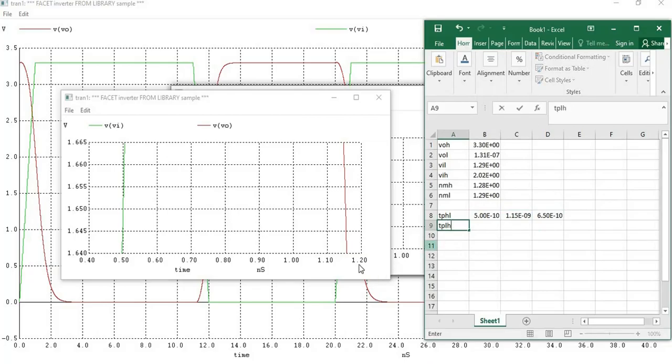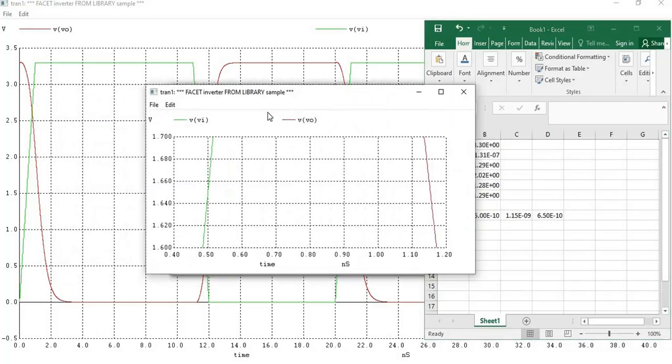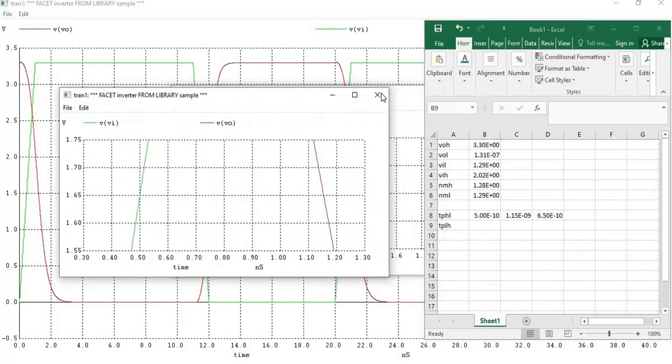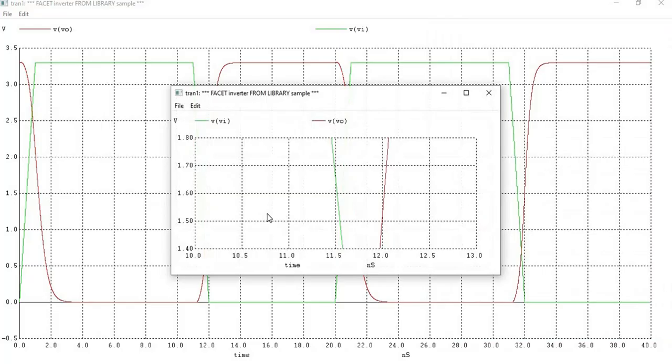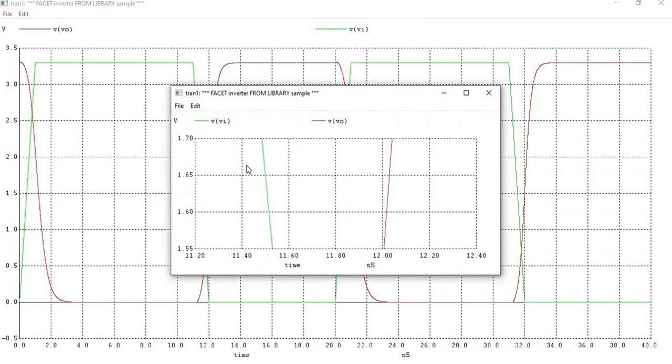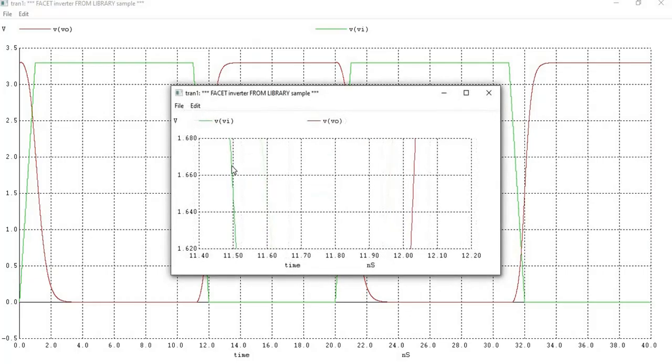For TPLH, the low to high transition, you can close the other graphs. From the original, let us look at the low to high transition of the output. That would be this waveform. Again at 1.65, you just need to zoom it in.